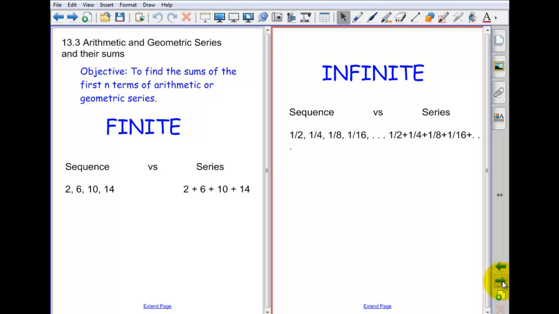And these are two examples of infinite sequences versus the series that goes along with it. This is arithmetic over here, this one is geometric. But you could have an infinite arithmetic sequence. We don't study those so much because they get so huge.